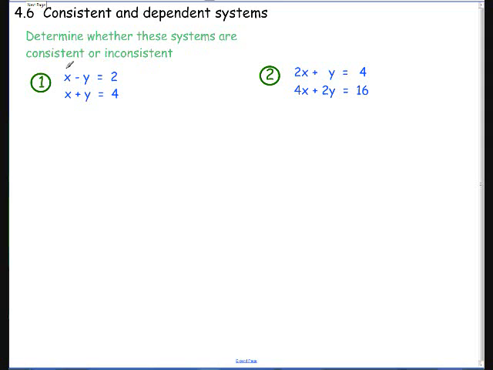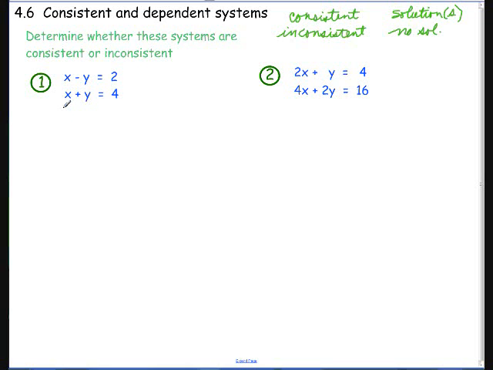Determine whether these systems are consistent or inconsistent. Remember now, consistent is when there is a solution or solutions, and inconsistent is when we have no solution. Okay.